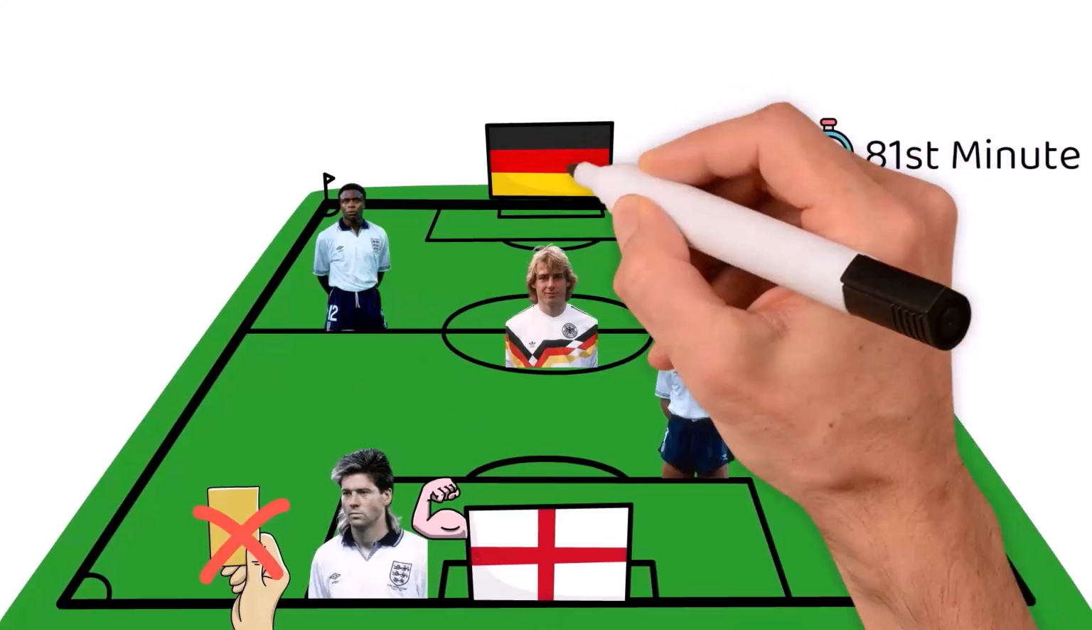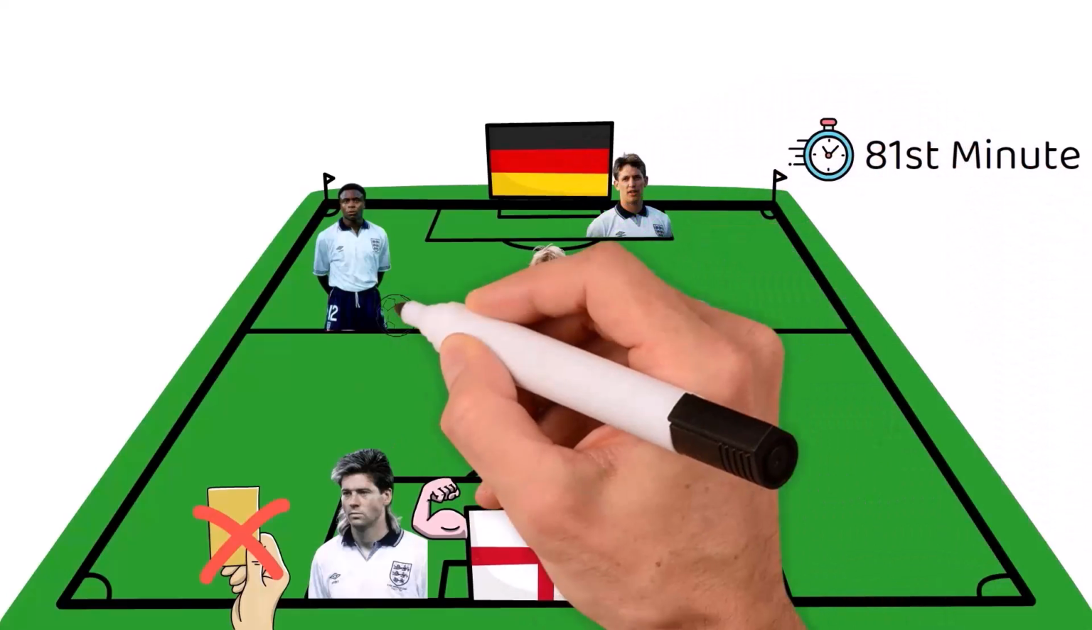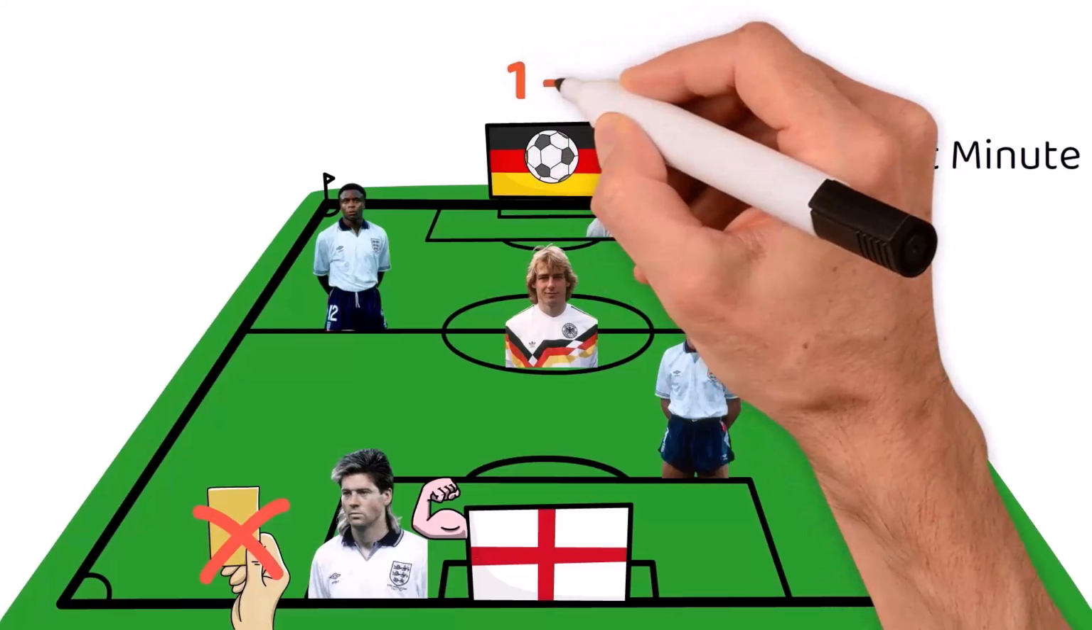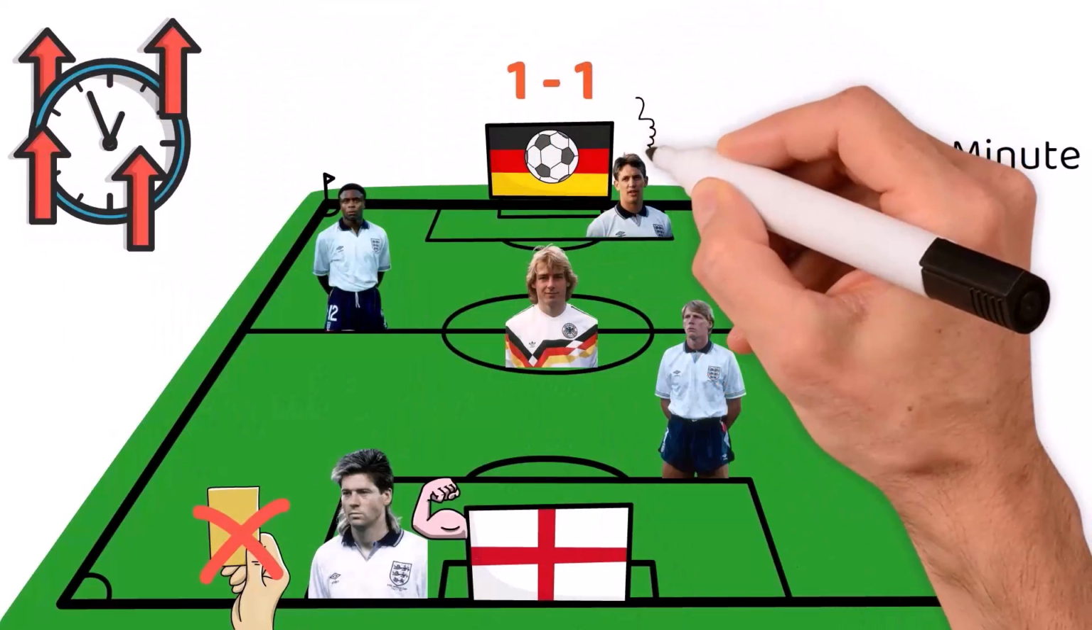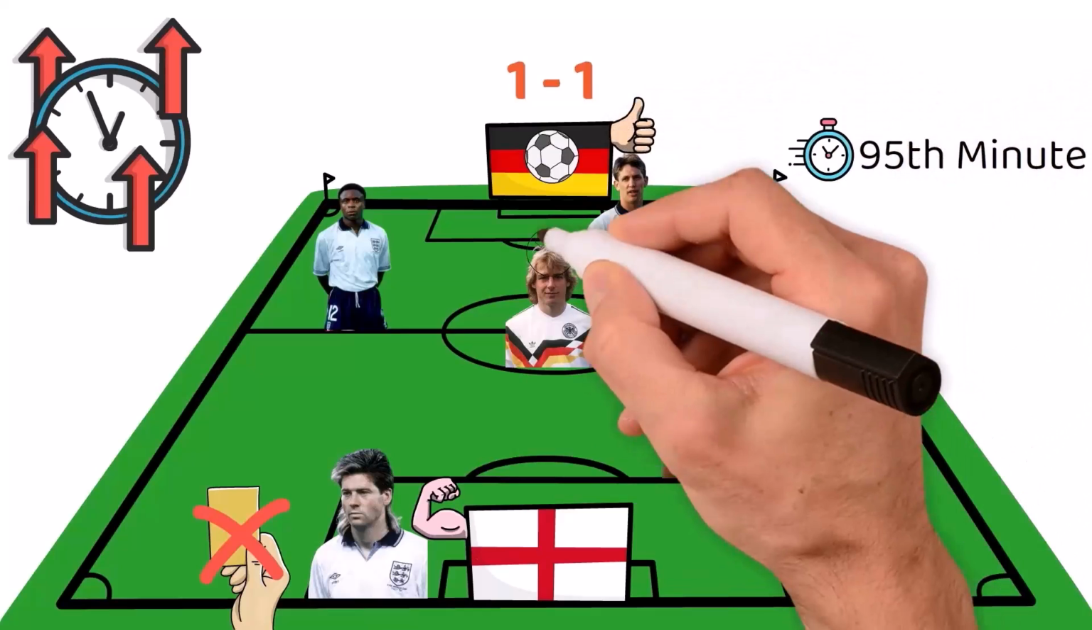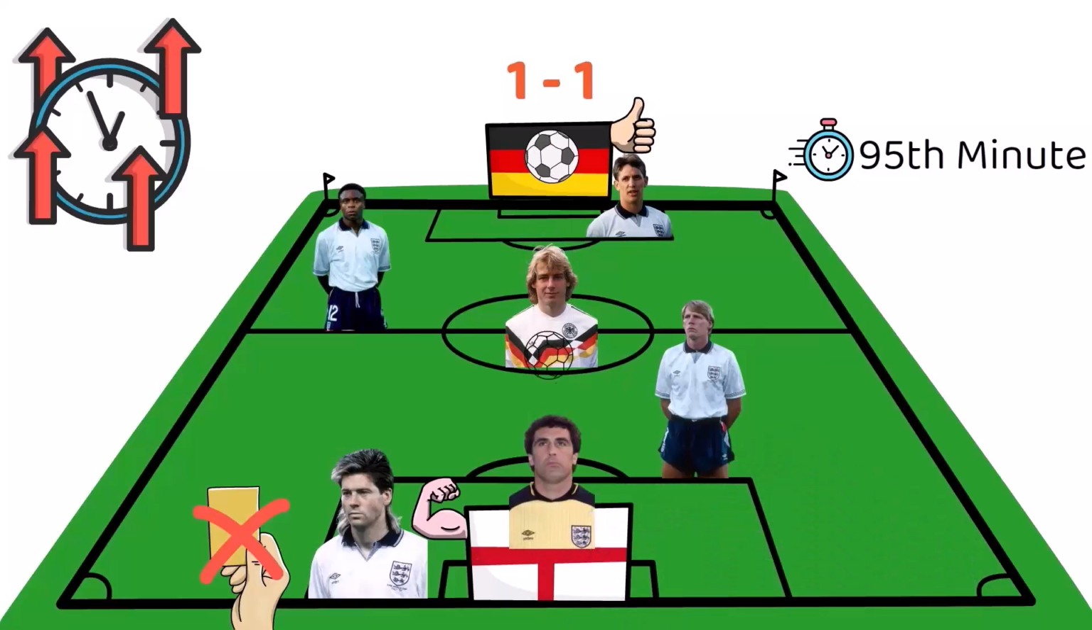Paul Parker swung in a cross that hit the thigh of Kohler before falling to Lineker, who finished with a low shot into the corner. It was 1-1. The game went into extra time. Germany started much better. In the 95th minute, Shilton produced a brilliant save from a powerful Klinsmann header.